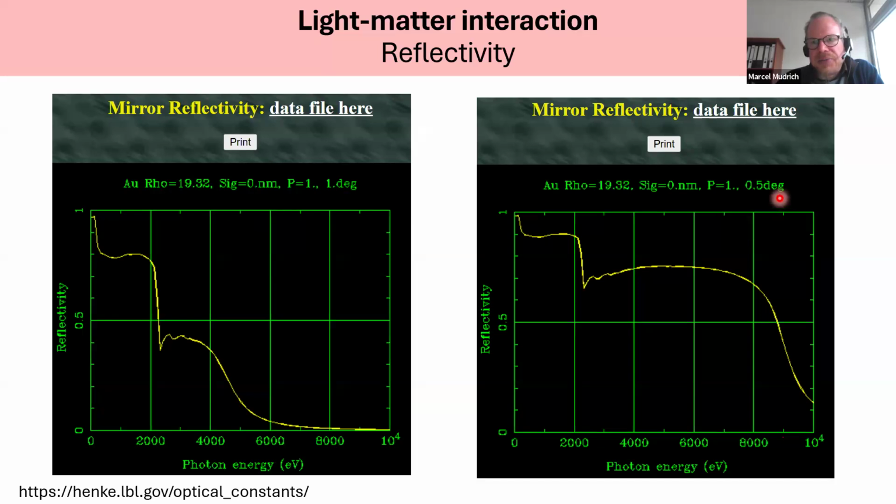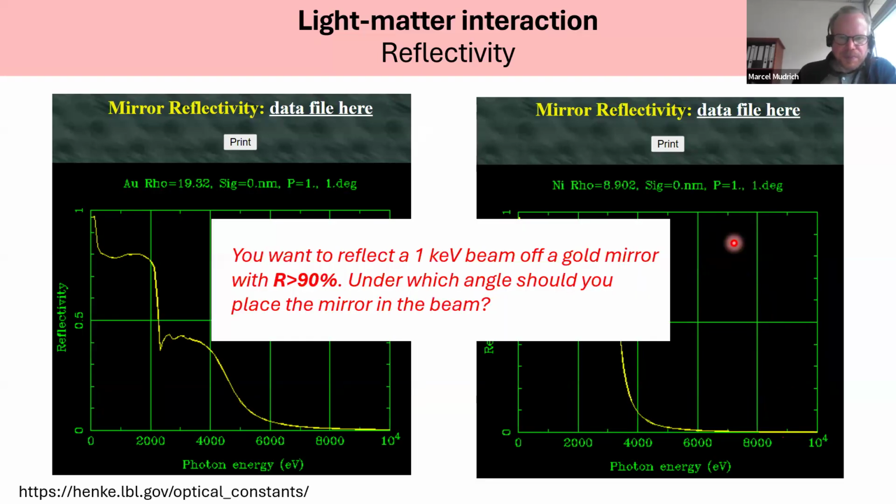But if we now reduce the angle to 0.5 degrees, then we really get very high reflectivities, quite high up to 8 keV or so, showing that smaller angles help to get the reflectivity up. So another little exercise. We are working with a 1 keV X-ray beam, and you want to place a gold mirror into the beam such that the reflectivity should be higher than 90%. Under what angle should you place the mirror in the beam?